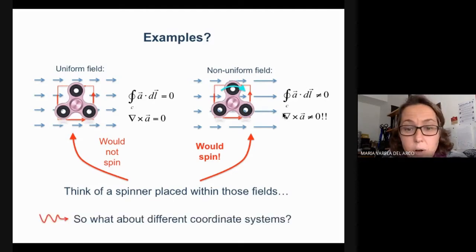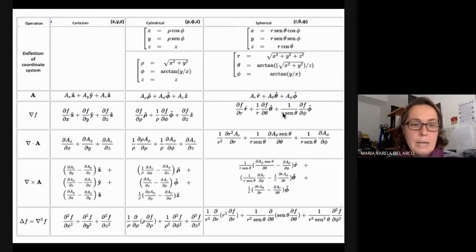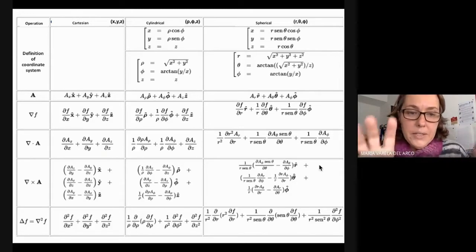So in different coordinate systems, when you don't have all Cartesians, but you have also cylindrical and spherical, right? This is how you actually calculate the gradient of a scalar, the divergence and the rotational, and then the Laplacian, which is the second derivative that we'll see next week. So forget about this last line for a moment, but this is what you get. And again, you don't have to learn this table by heart.